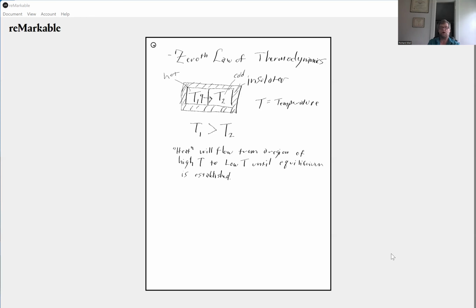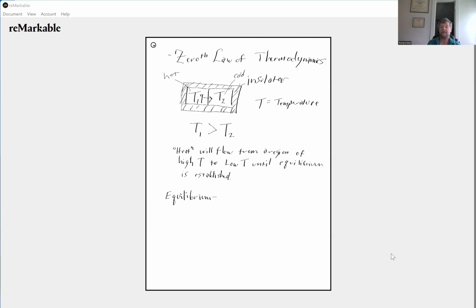So the zeroth law of thermodynamics establishes the concept of heat. At the time that they did this, they had no idea what heat actually was. They just said some quantity of heat is going to flow until equilibrium is established. What is equilibrium? And yes, there are going to be a lot of definitions here.